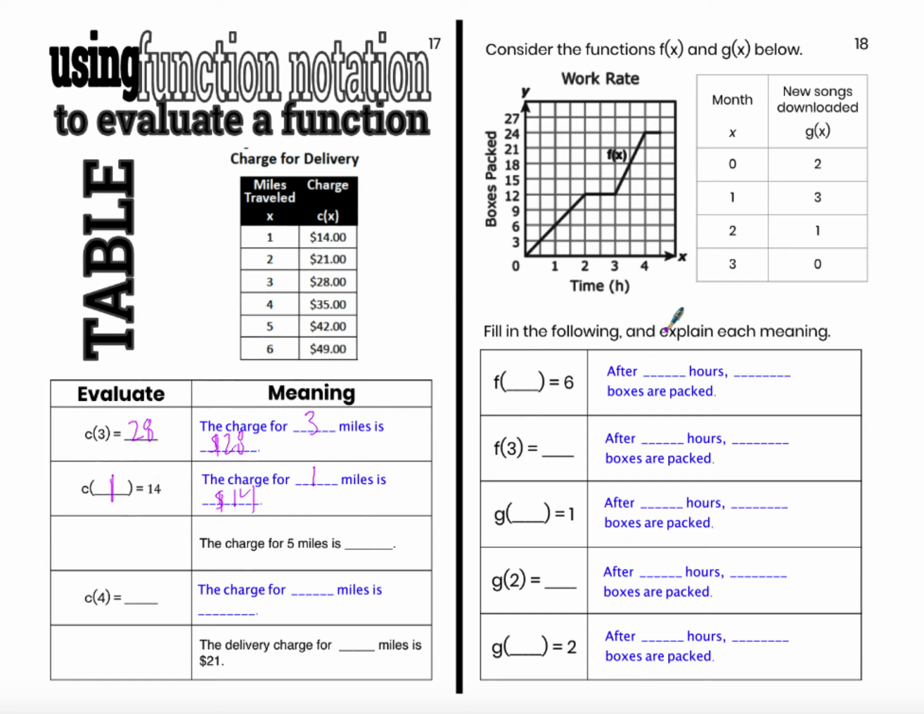This practice page just allows you to practice 2 different functions represented side by side, which students often have a difficult time with. So when we're asking a question about f, like what is the input for an output of 6, we need to look at the graph because that's picturing f of x. So output of 6, that happens with an input of 1.